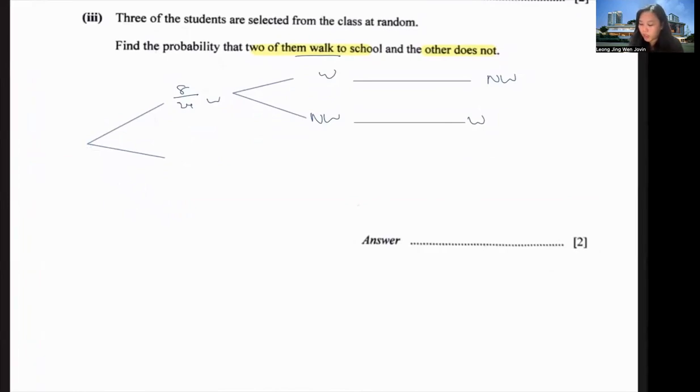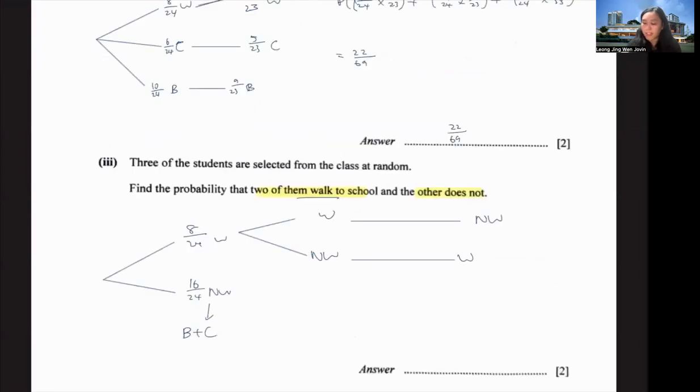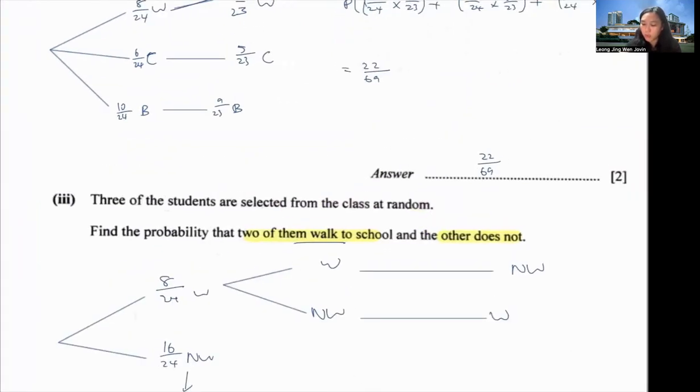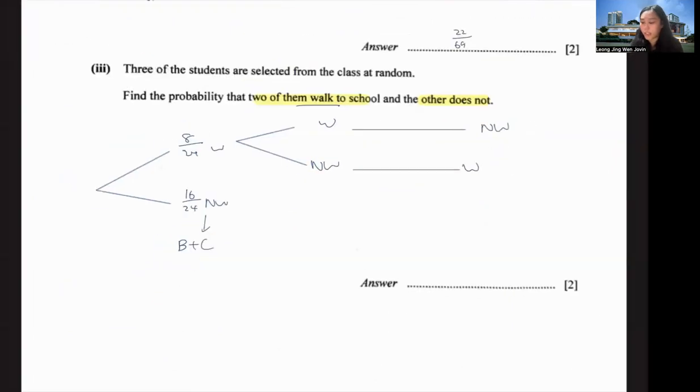And how about the next one? So, if I have 8 out of 24 walkers, I can easily say that 16 out of 24 must be my non-walkers. And actually, who are my non-walkers? This is made out of your B plus your C. So what are B and C? It's your bus and your cycle people, right? So how did I get 16 actually? It's from these 2 numbers. I know that for cycle, there's 6 out of 24 students. I know that people who take bus, there's 10 students, right? So 10 plus 6 is 16, and both of them do not walk. So let me just put them together. Okay, so 16 over 24.